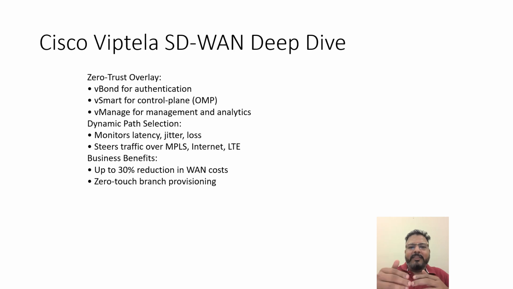Then vSmart takes charge of controlling how data moves across your entire network using OMP. Now, OMP stands for Overlay Management Protocol. This is for managing the overall routing. I'll explain this protocol in a separate video, but it is very much used to update routing tables so that all data flows securely.